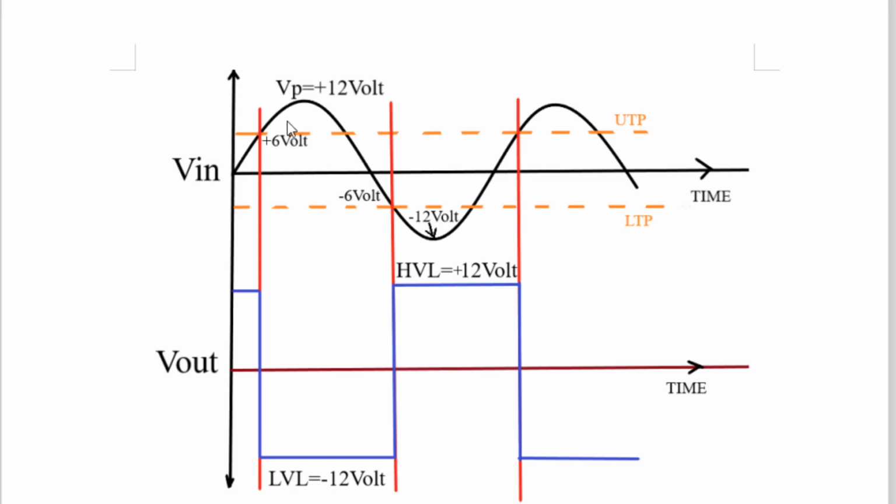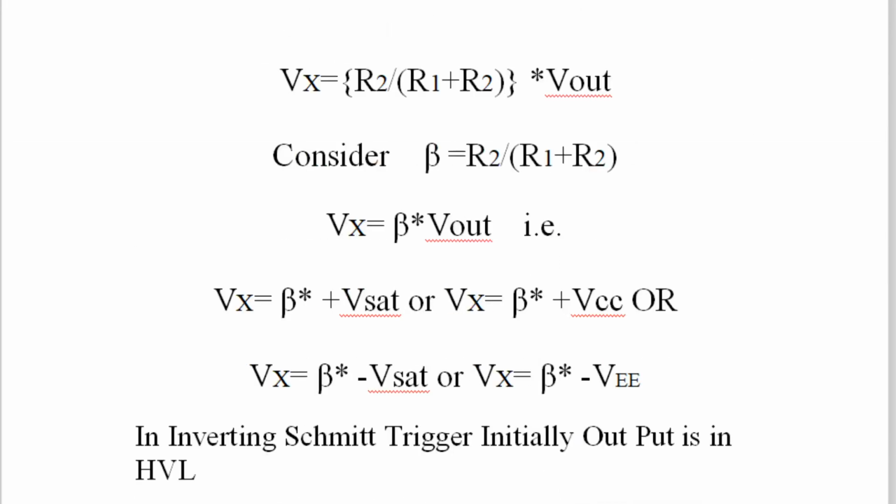So this I have just elongated a little bit along the x-axis, and in this way your derivation for the hysteresis is again very simple. Vx we have to take into consideration. Consider beta equal to this, then Vx is equal to beta into Vout, but Vout cannot be in between; it will be either HVL or LVL, that is plus VCC or minus VEE, plus VCC called plus Vsat, minus VEE called minus Vsat.